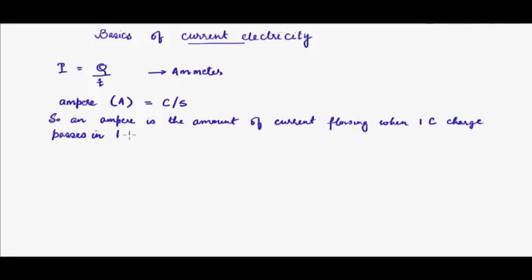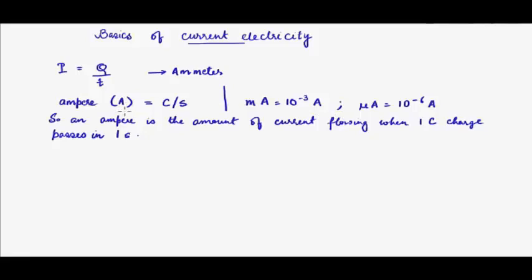Now we have smaller units of ampere, namely milliampere, which is 10 to the power minus 3 ampere, and we have microampere, which is 10 to the power minus 6 ampere. So all these are units of current. Ampere is the SI unit of current.